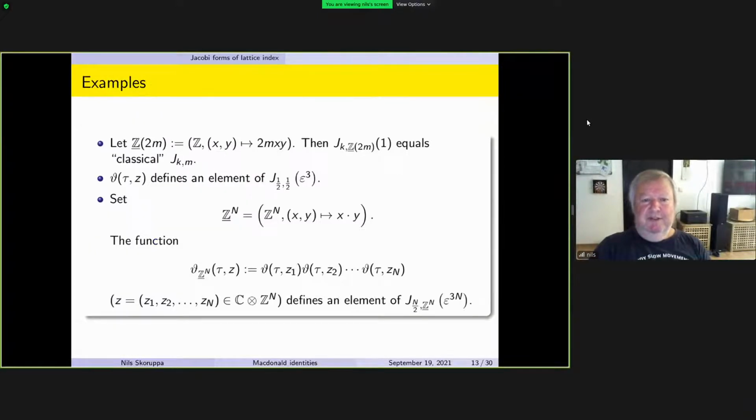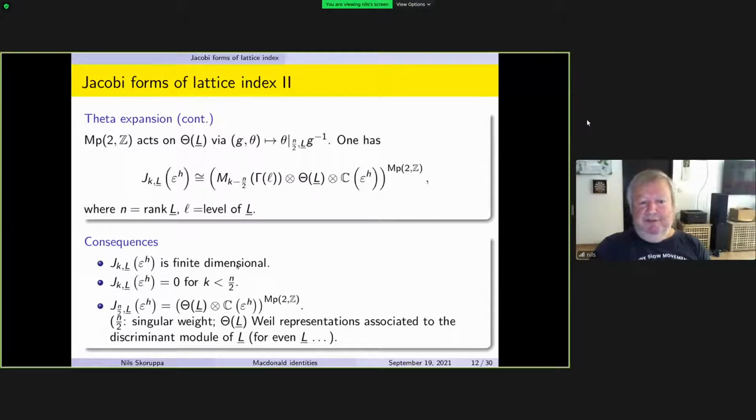It gives us immediately certain results. One is that the space for an arbitrary lattice is always finite dimensional. Another one is that we don't have any Jacobi forms if the weight k is less than n over 2. n is always the rank of the lattice. And in this weight n over 2, we possibly have Jacobi forms, sometimes not, sometimes we have. It's quite an interesting question when we have and when not. That is, of course, then this space here. It's just this theta of L, this finite Mp2(Z) module, tensored with this one-dimensional module, and the invariants of it. So this here is a so-called Weil representation that you have here.